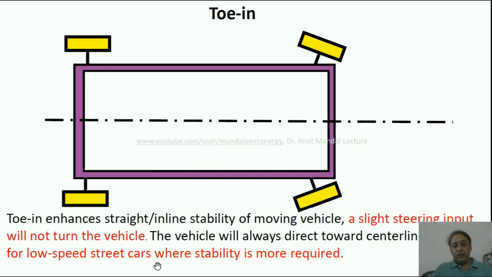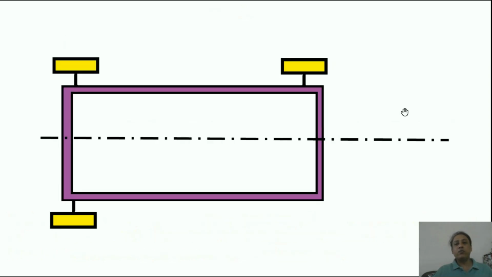Okay, and this type of arrangement, toe in, is useful for street cars, for low speed cars. Toe in is useful for that. So a slight disturbance on steering, a slight input to the steering, will not turn the vehicle. So inline stability is improved.